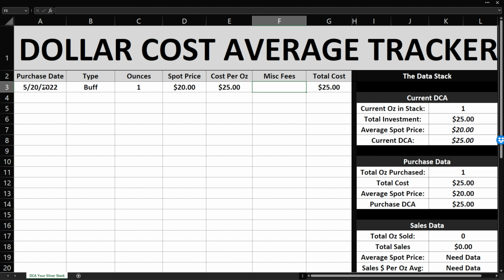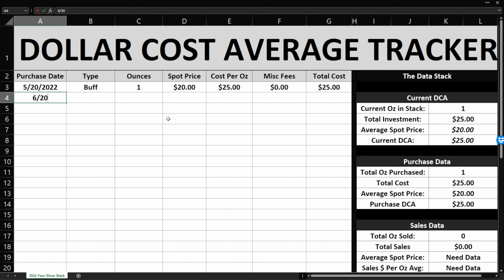And then you have a miscellaneous fees category that you can put here. So let's say you had a credit card fee or a shipping fee. You can put that there for your own reference. It will affect your dollar cost average because, of course, that adds on to the total. But if you bought 10 ounces for $500 and then there was a $2 credit card fee, you can separate those so that you can see the reference and you can see what you actually paid per ounce before the fees, etc. But getting back to it, we have our 1 ounce buffalo for $25.